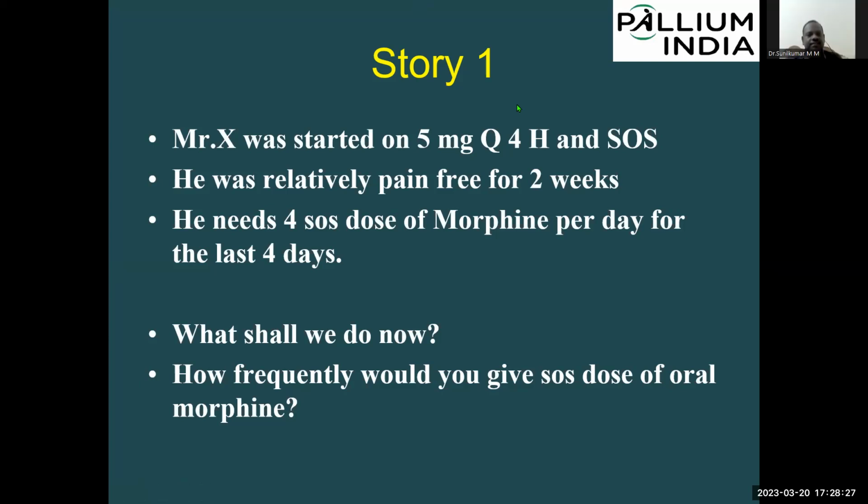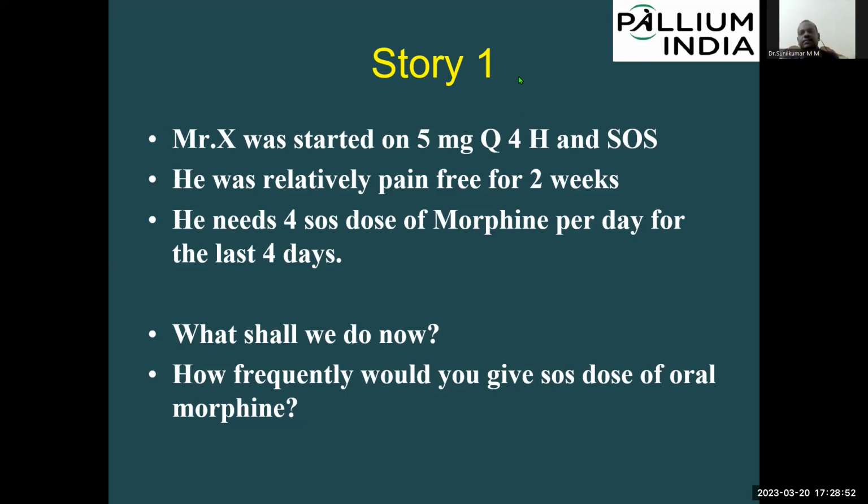Okay, I can see some of the chat responses. Karthik says increase it to 10 milligram. Vishnupriya says since it's 4 days, those can be increased. Yes. Okay. So there is one more response. Niranjan, adjuvants can be considered if neuropathic pain is present.